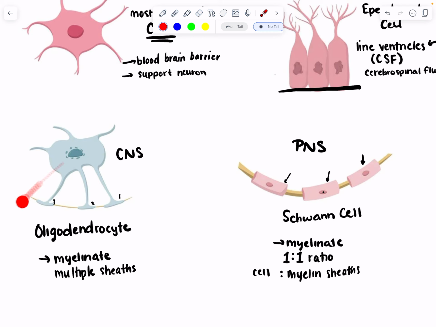Because if I take out one oligodendrocyte, I'm taking out 8 myelin sheaths. If I take out one Schwann cell, I'm taking out one myelin sheath. I'm not taking out as much. So we're able to regenerate way more in the peripheral nervous system than the central nervous system.